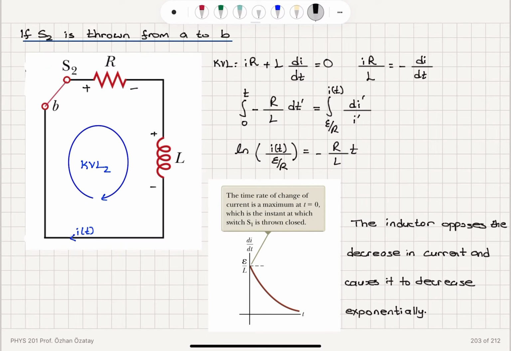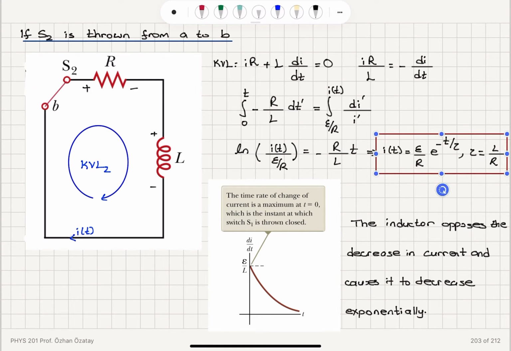So I can see that if I take the exponential of both sides, the current as a function of time will be epsilon over R e to the minus t divided by tau. Tau, the time constant, is equal to L divided by R. So this is basically our final answer for the current as a function of time. We can see that the current basically drops from epsilon over R to 0 with a time constant L over R.